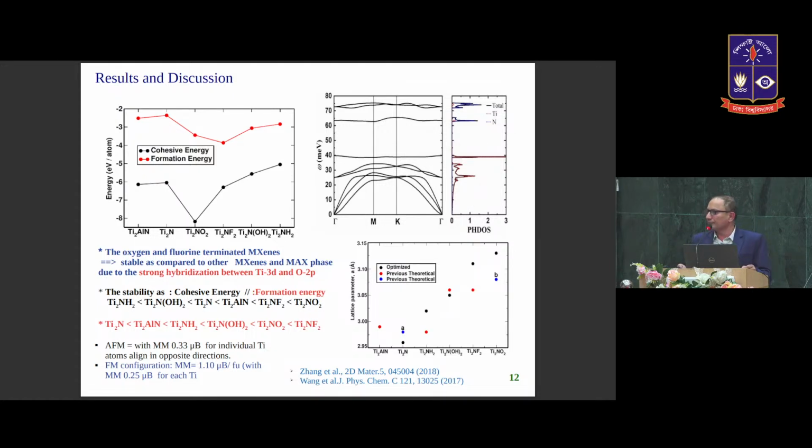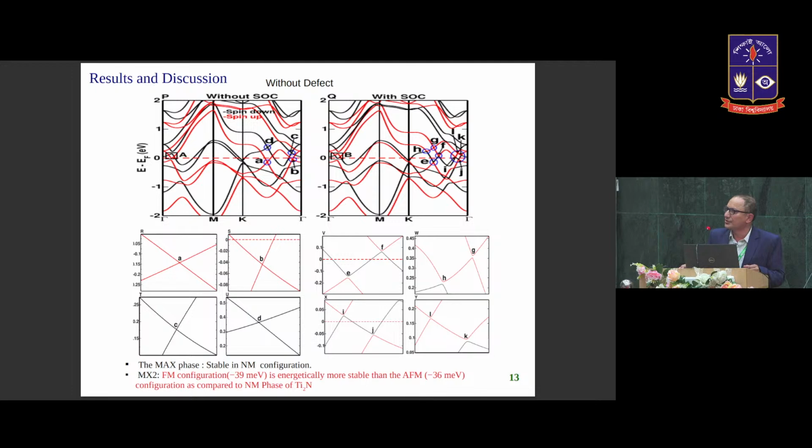we observe this type of band gap. This is without spin orbit coupling, and this is with spin orbit coupling. But we observe here, just near the Fermi level, the crossing of the bands, and a similar scenario is observed in A, and just below and just above the Fermi level, very few below and above the Fermi level. So this is the ABCD.